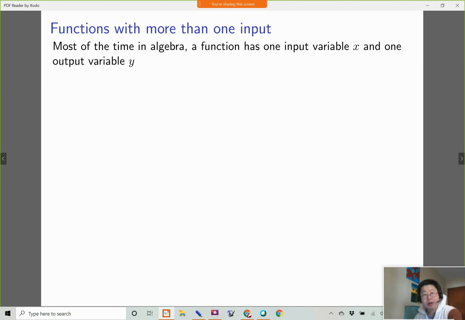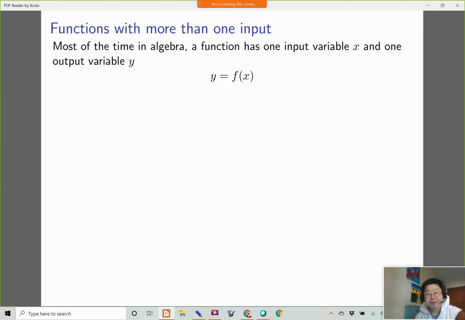Okay, so what's the deal today? Most of the time in algebra, just to make the calculations go a little more smoothly, we tend to introduce a function as having one input variable and one output variable, and call it that. y equals f of x, right?